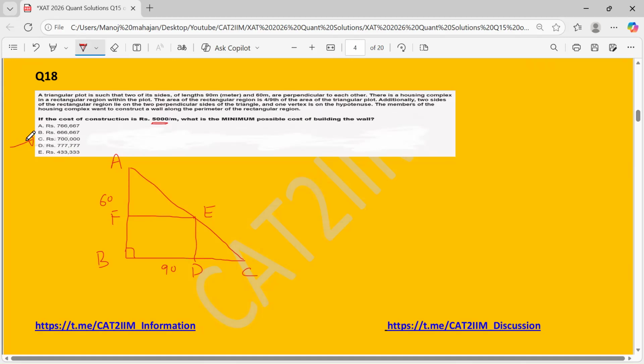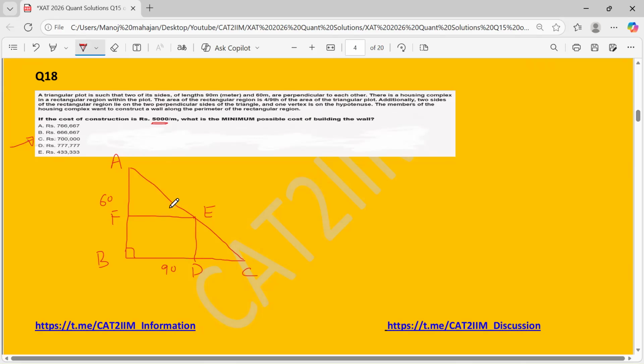Just having a look at the options, I keep telling the students also, please have a look at the choices as well. The assumption is only that the perimeter comes out to be an integer. I'm not asking you to go for flukes, not at all, but just giving an idea from the options that highly likely the answer should be option C, because it's a multiple of 5,000 and assuming the perimeter comes out to be an integer. Anyhow, we'll calculate that for the minimum cost.